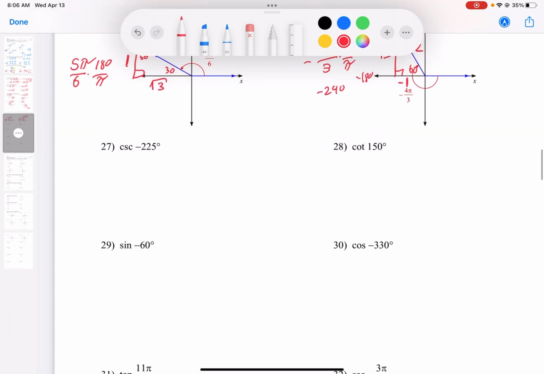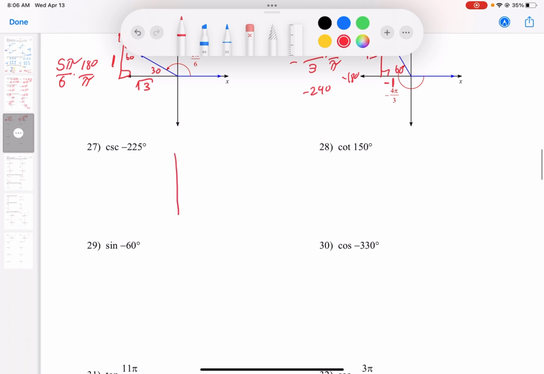Number 27, cosecant of negative 225. There's 90, 180, somewhere right in there. It ends in a 5. Drop this down. So it's going to be a 45, 45, 90. So 1, negative 1, and the square root of 2. Cosecant is hypotenuse over opposite. So your answer for this is the square root of 2.